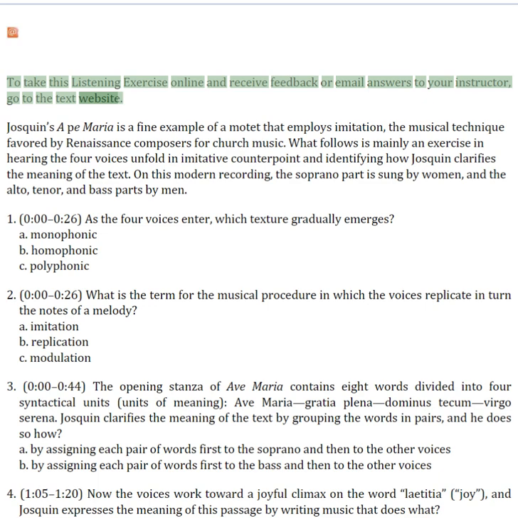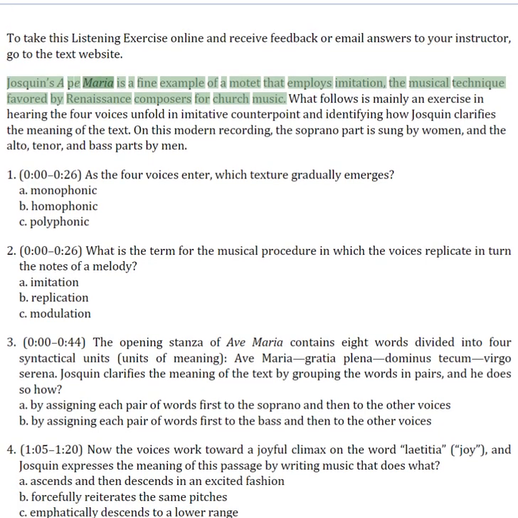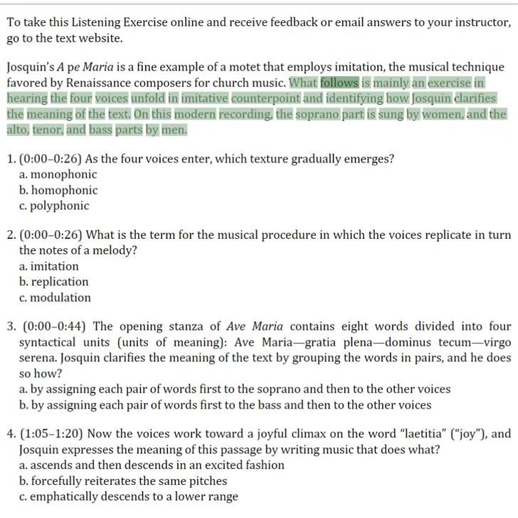Josquin's Ave Maria is a fine example of a motet that employs imitation, the musical technique favored by Renaissance composers for church music. What follows is mainly an exercise in hearing the 4 voices unfold in imitative counterpoint and identifying how Josquin clarifies the meaning of the text. On this modern recording, the soprano part is sung by women, and the alto, tenor, and bass parts by men.